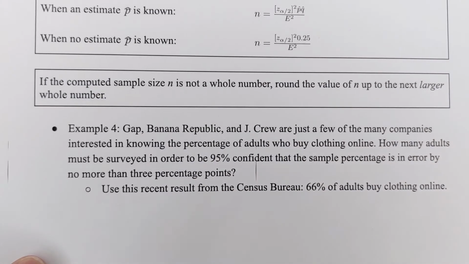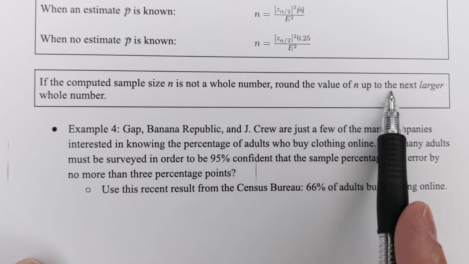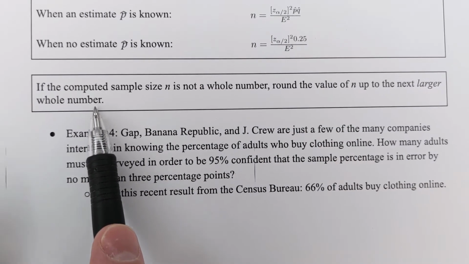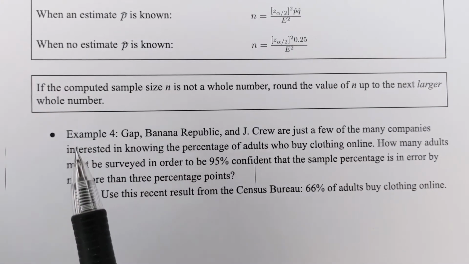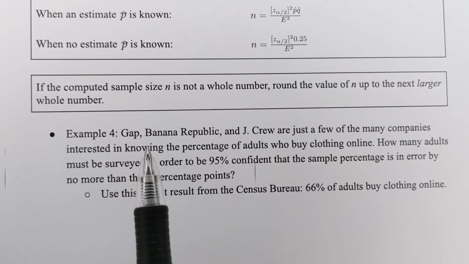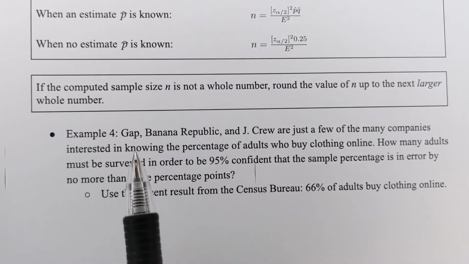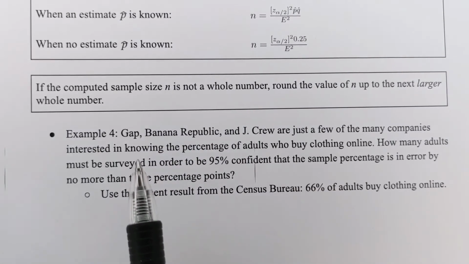All right. So if the computed sample size n is not a whole number, round the value of n up to the next larger whole number. So the regular rounding rules do not apply. If you get 2.1, that rounds all the way up to 3 because you want the minimum value. You can't have 2.1 people, so the fewest people you can have is 3. Can't go down to 2 because that's not actually enough. You always round up.